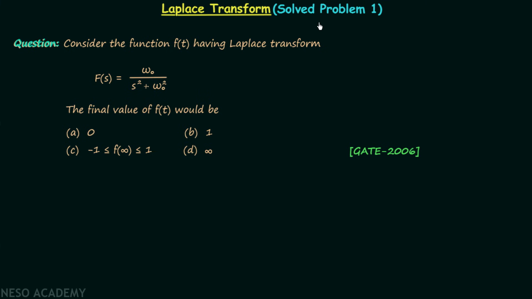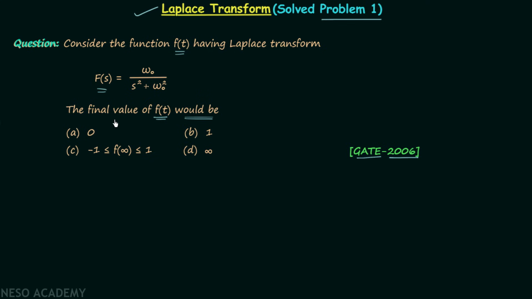Let's solve the first problem of Laplace transform, and I have taken this problem from GATE 2006 exam. So let's read the problem. Consider the function f(t) having Laplace transform F(s) equal to omega naught over s square plus omega naught square. The final value of f(t) would be. There are 4 options and we need to choose the correct option.